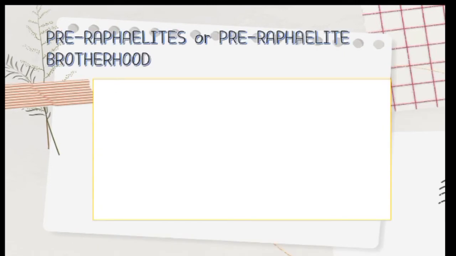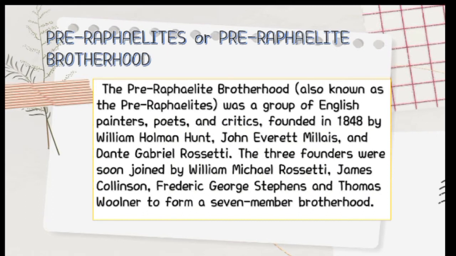let's find out what is Pre-Raphaelites or Pre-Raphaelite Brotherhood. So what is this? The Pre-Raphaelite Brotherhood was a group of English painters, poets, and critics. It was founded in 1848 by William Holman Hunt, John Everett Millais, and Dante Gabriel Rossetti. So, tatlo lang sila. But soon, William Michael Rossetti, James Collinson, Frederick George Stephens, and Thomas Woolner joined this, and they formed a 7-member brotherhood.